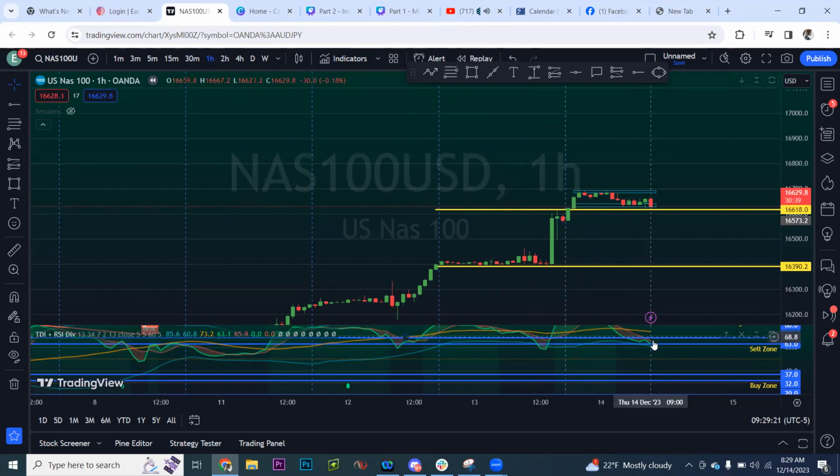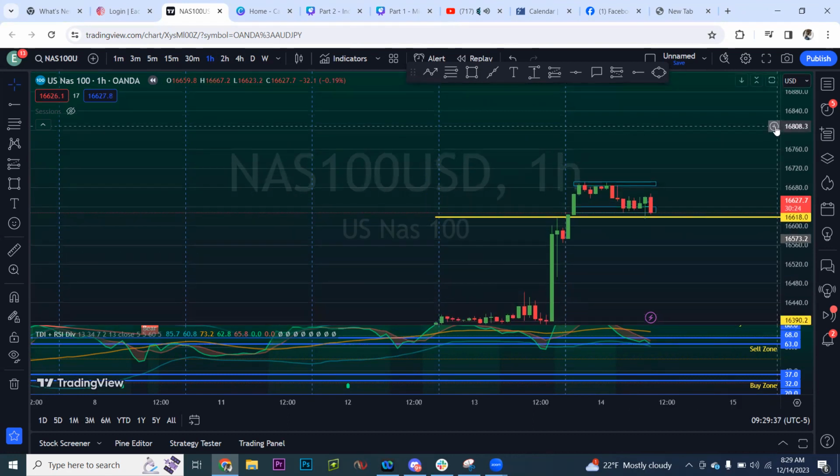Look at price on a 1-hour. So we went from the daily down to the hour, and we can see on the hour time frame, we are inside of a sell zone. Okay, cool, perfect. So remember, daily time frame, sell area. 4-hour time frame, sell area. 1-hour time frame, we're inside the sell zone.